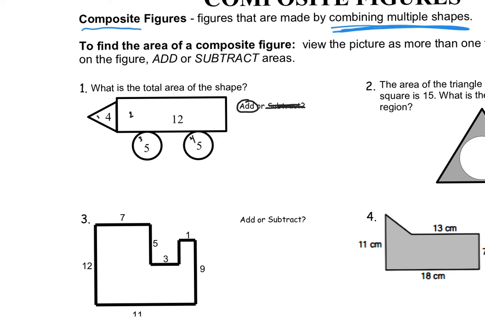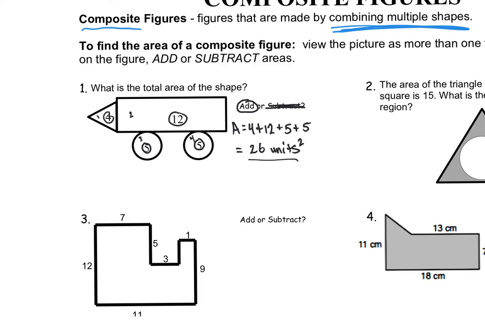Okay, so the areas are given to us here, right? The area of the triangle is 4, area of the rectangle is 12, the area of this circle is 5, and the area of this circle is also 5. So we would do the area of the triangle, 4, plus the area of the rectangle, which is 12, plus the area of the first circle, which is 5, and the area of the second circle, which is also 5. All right, so you combine all those together, you would get 12 plus 4, which is 16, plus 10, so 26 units squared. So that would be the answer for that one.